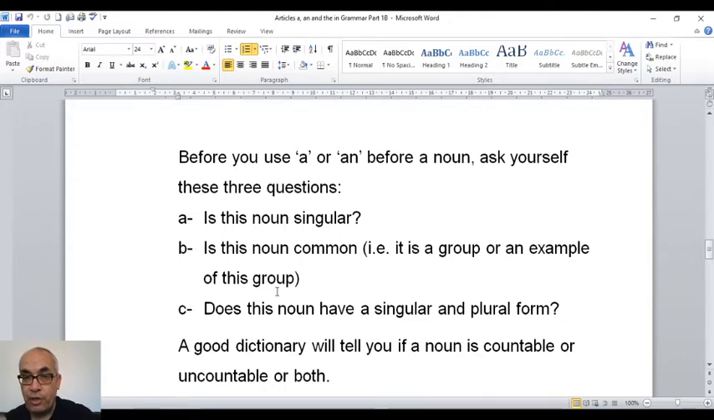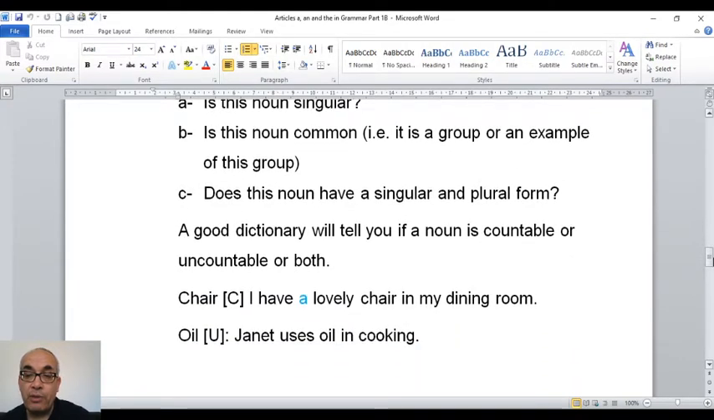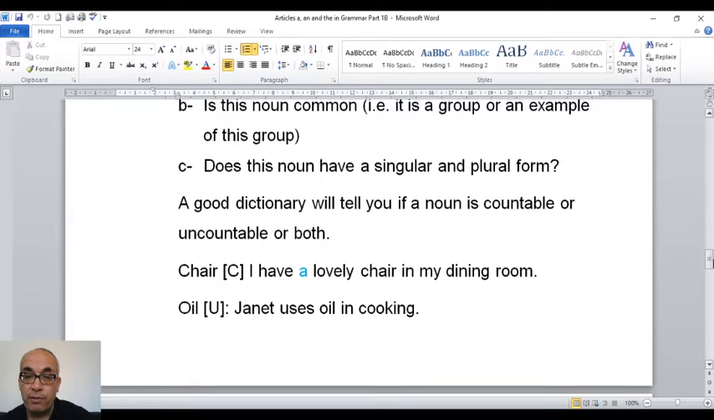Also, you have to know if a noun starts with a vowel. And if you want to know this, you really have to watch my video on vowels and consonants. A good dictionary will tell you if a noun is countable or uncountable, or both. So some nouns are always countable, some nouns are always uncountable, but some nouns can be countable and uncountable at the same time. How do you know? Use a good dictionary. A good dictionary will tell you.